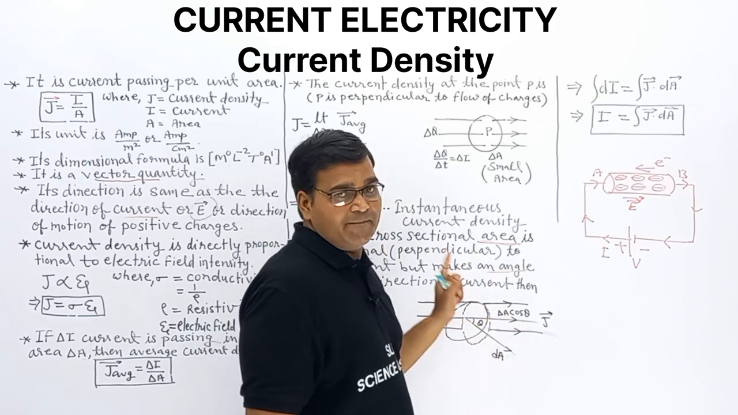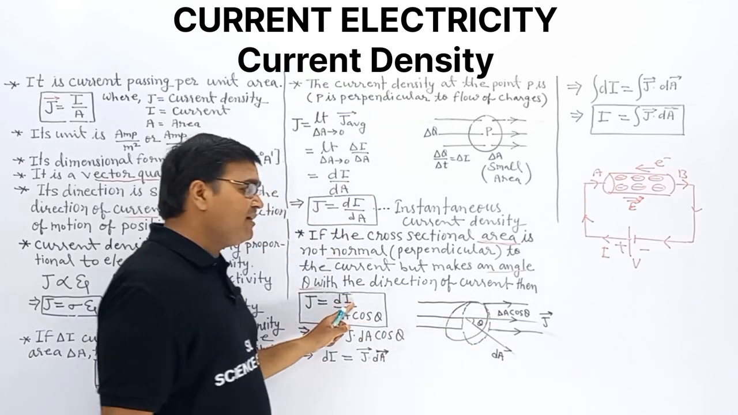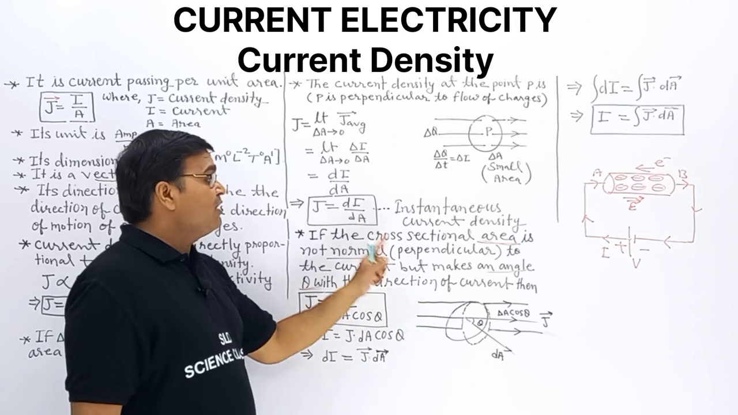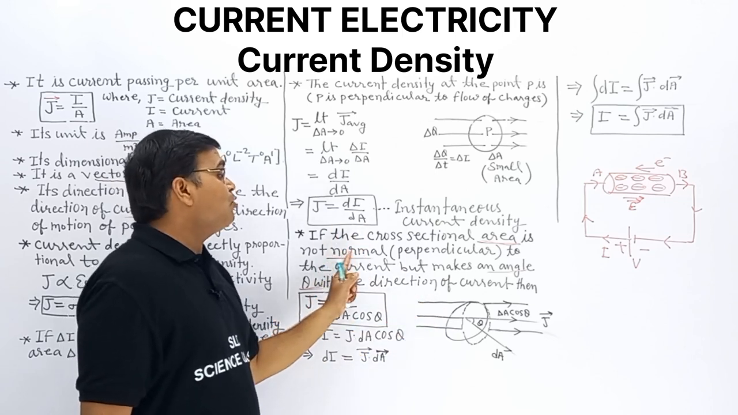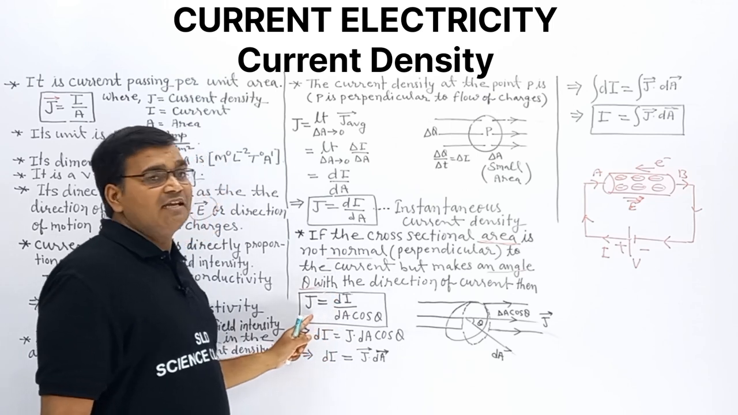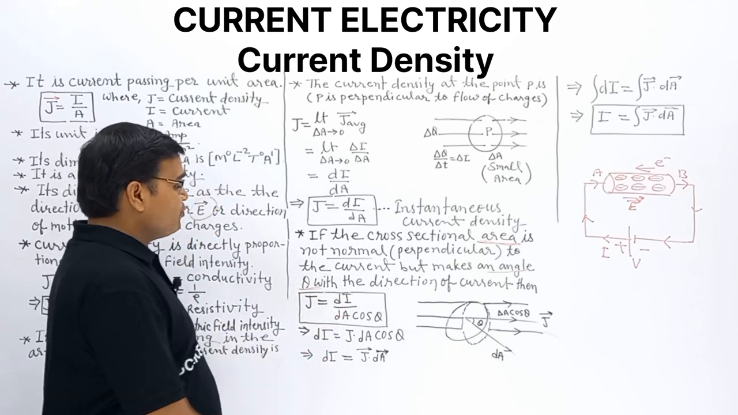dA cos theta. So current passing per unit area will be what? dI upon dA cos theta. When the area is not normal to the current but making an angle theta, then we are getting current density dI upon dA cos theta. Clear? Solve this one for dI.